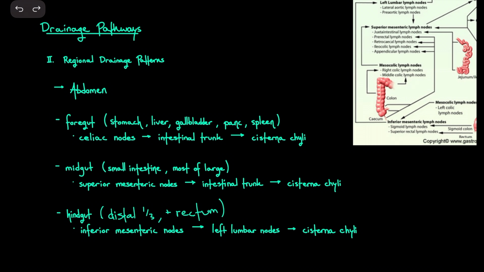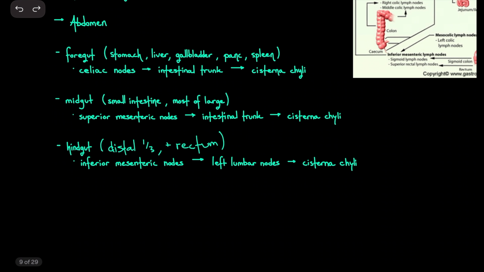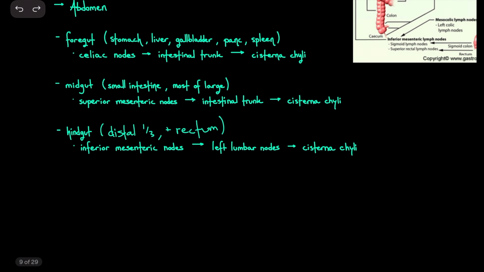All I'm really concerned with here is this ultimate destination. So the foregut, dealing with the celiac nodes, that's near the celiac trunk, which is the artery that supplies the entirety of the foregut, making their way to the intestinal trunk, dumping in the cisterna chyli. With the midgut, same kind of deal. Superior mesenteric nodes, superior mesenteric artery supplies the midgut. Drain to the intestinal trunk and to cisterna chyli. Hindgut, supplied by the inferior mesenteric artery, goes to those nodes. Those nodes drain into the left lumbar nodes and then make their way to the cisterna chyli.